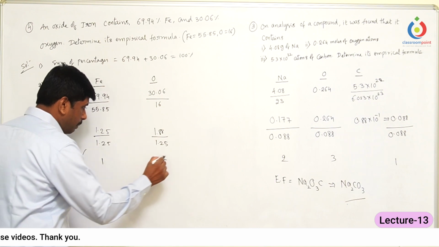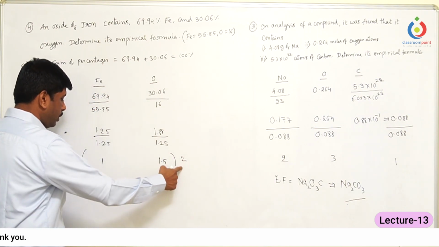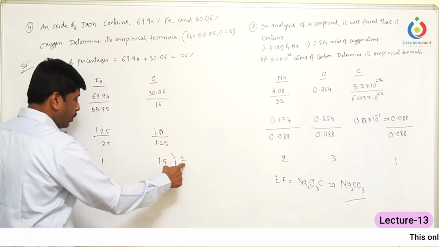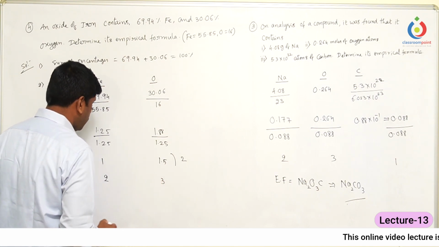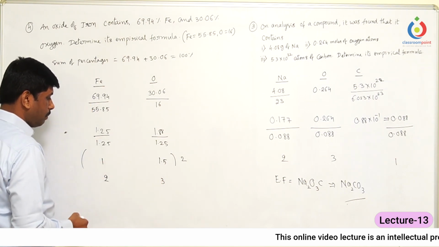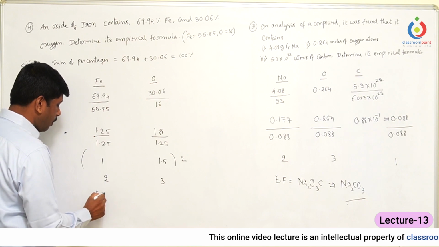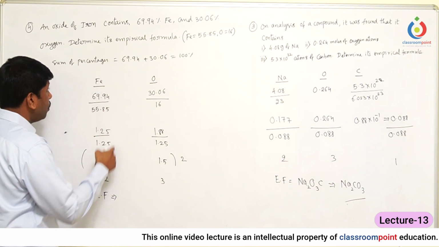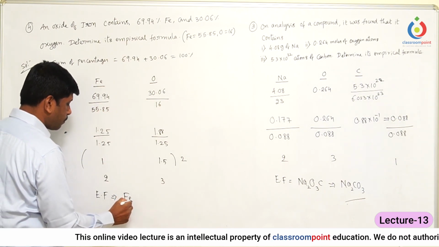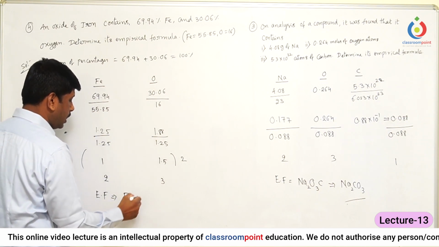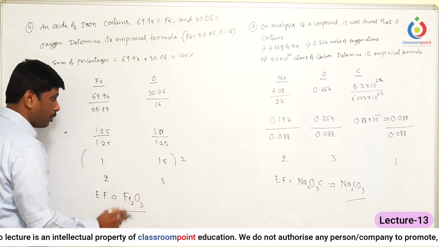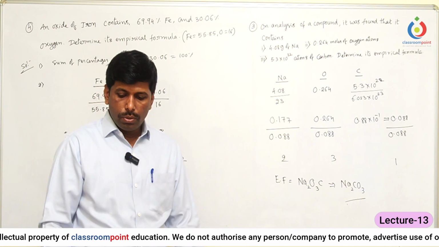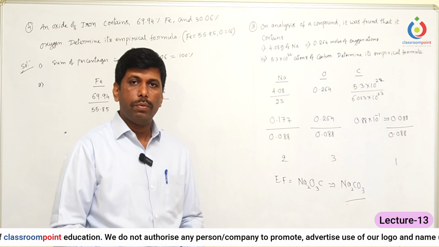So let us try to multiply by 2. You'll get 2 into 1 equals 2, and 2 into 1.5 equals 3. So that way you get the simplest whole number values. So the empirical formula of this compound is: 2 iron atoms are present, Fe2, and 3 oxygen atoms are present, Fe2O3. So I hope you understand this video.